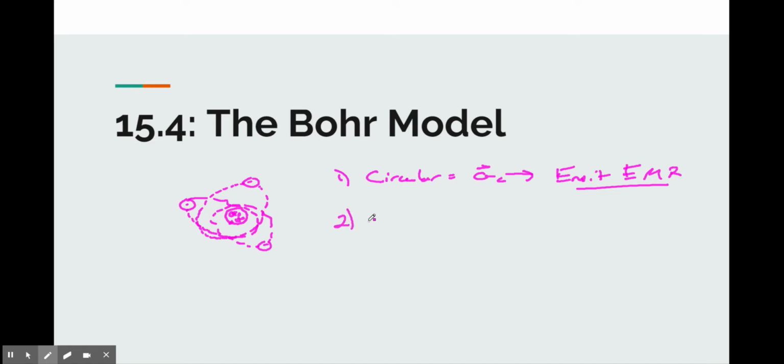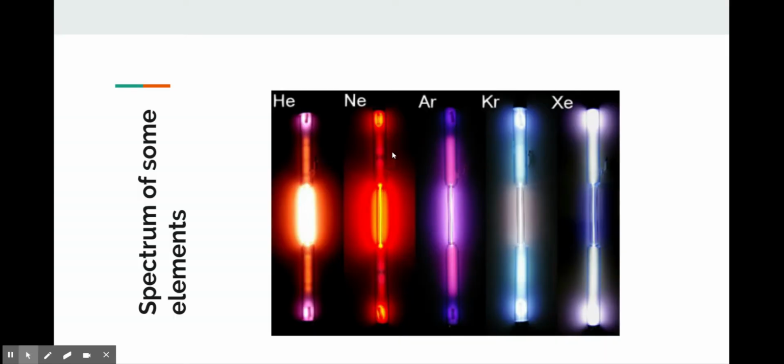That was a bit of a problem with the Rutherford model. The second problem is something we'll dive into with a little bit of detail, and that is the whole idea of what we call emission or absorption spectrum. And that's probably the focus of today's lesson. This is the problem that the Bohr model was very elegant at explaining. So first, a little background. I have a picture here.